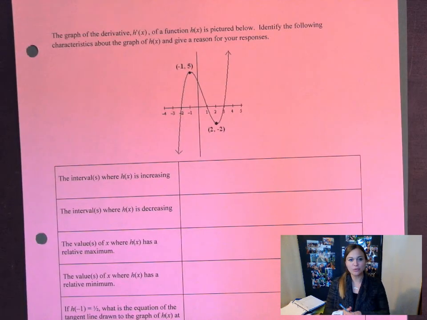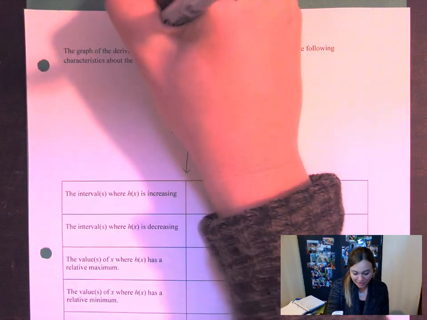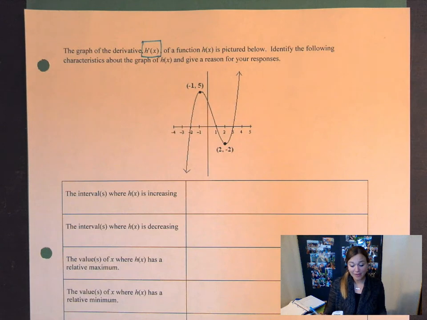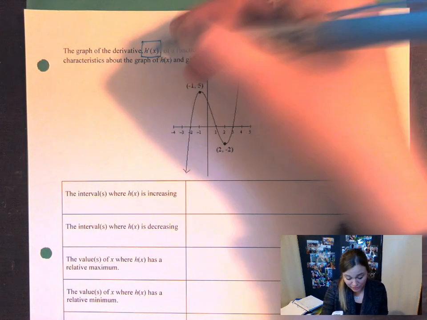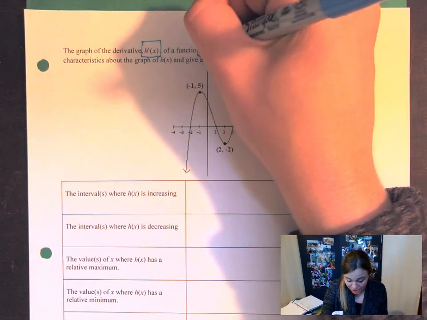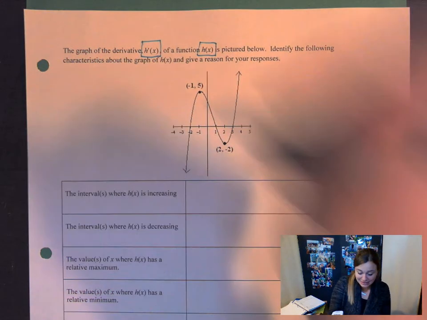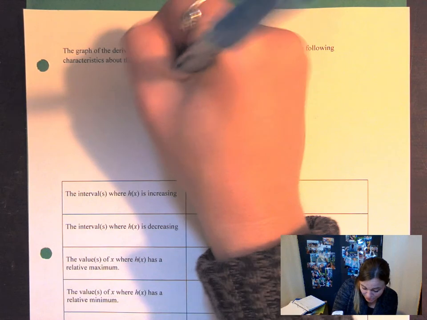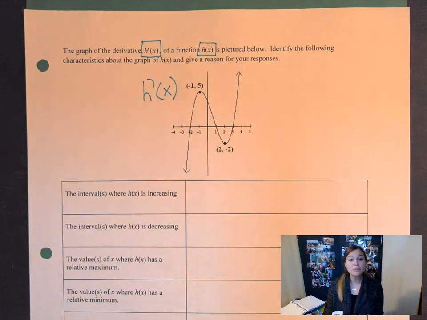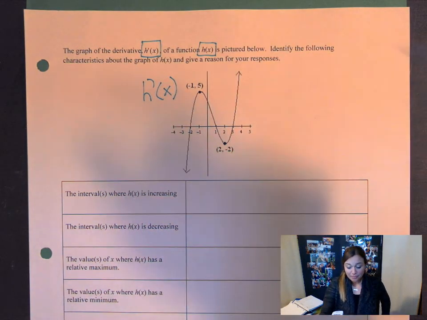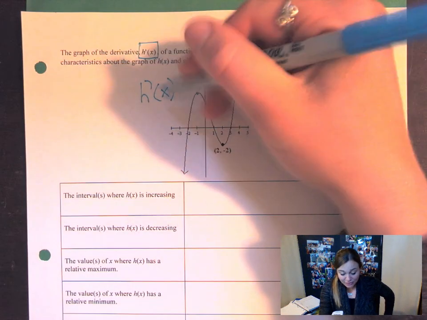So the same idea, I want you to just go through and practice this. If you want to pause me, or I'm going to probably make you pause me because of Edpuzzle, this is the graph of h prime of x. The graph of the derivative h prime of a function h of x is pictured below. So what this is saying is that this is the graph of h prime of x. It's super important that you label this because this derivative is the thing that's pictured.